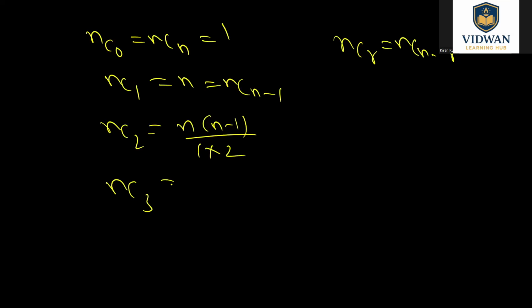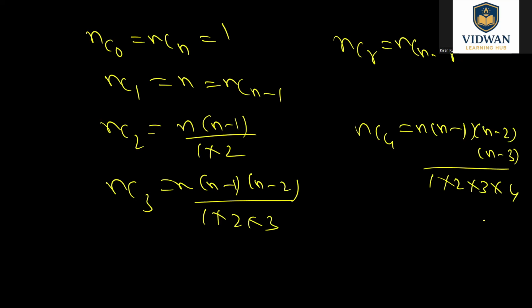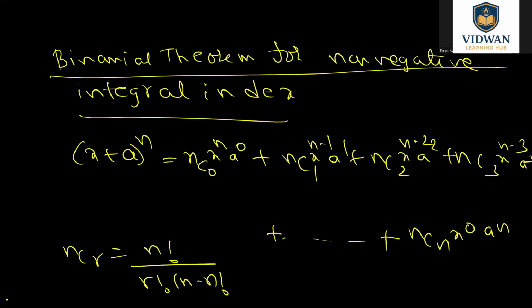If it is nC3, start with n, write 3 numbers backward. Start with 1, write up to 3. That means if it is nC4, you'll start with n, write 4 numbers backward: n, n minus 1, n minus 2, n minus 3. And in the denominator, we'll start with 1, right up to 4. This is a shortcut method to calculate, instead of always applying the formula. So that is how you can find binomial coefficients and you'll be able to write the binomial theorem for any higher power.